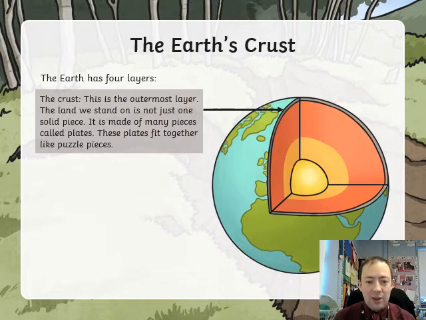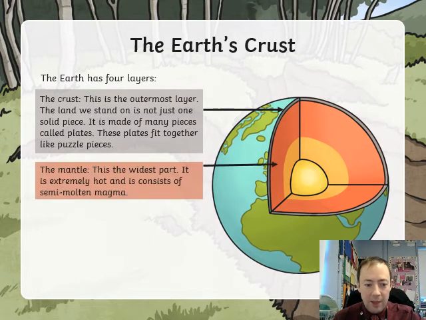The land we stand on is not just one solid piece. It's made of many pieces called plates. These plates fit together like puzzle pieces. The mantle, the widest part, it's extremely hot and it consists of semi-molten magma. That's lava that's underground. When lava is underground, we call it magma. When lava boils up out and explodes out of the surface in a volcano or in the middle of an earthquake, then it could be called lava.